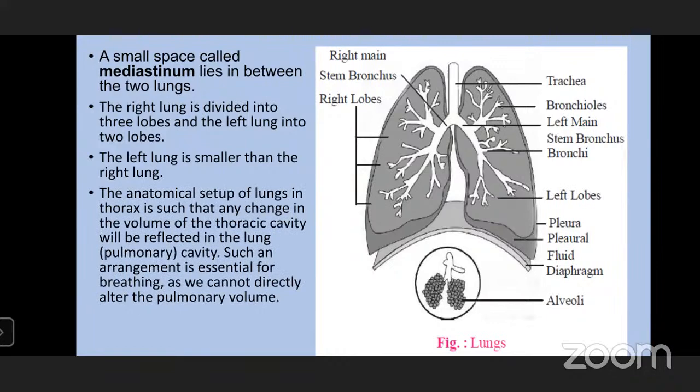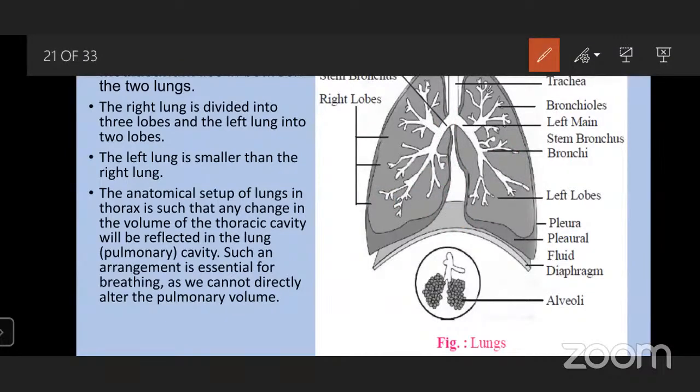And the anatomical setup of lung in thorax is such a way that any change in the volume of thoracic cavity will be reflected in the lung. Means if you see the lungs, they are completely compressed structures on all the sides. In the thoracic cavity, on the dorsal side there is vertebral column. On the ventral side there is sternum. On the lateral sides there are ribs.